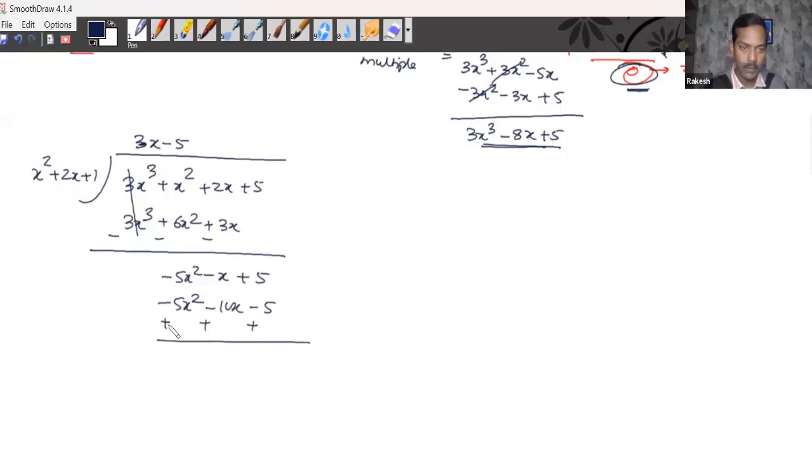So minus 5x square plus 5x square, this will get cancelled out. Minus x plus 10x will make it 9x. 5 plus 5 will make it 10. Now further division is not possible.